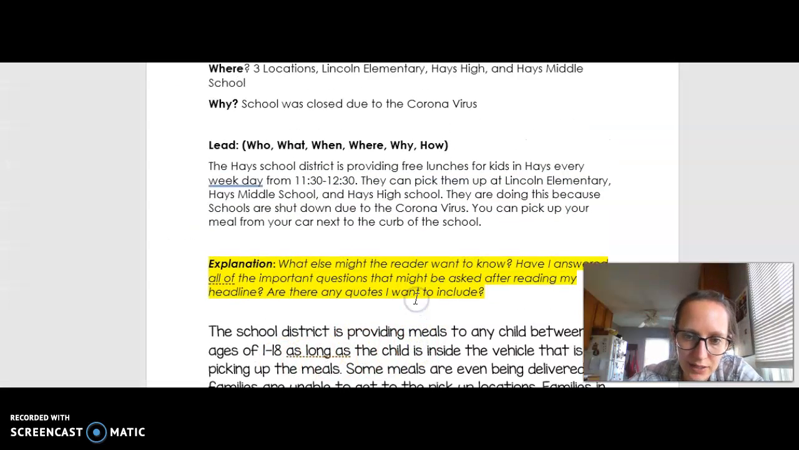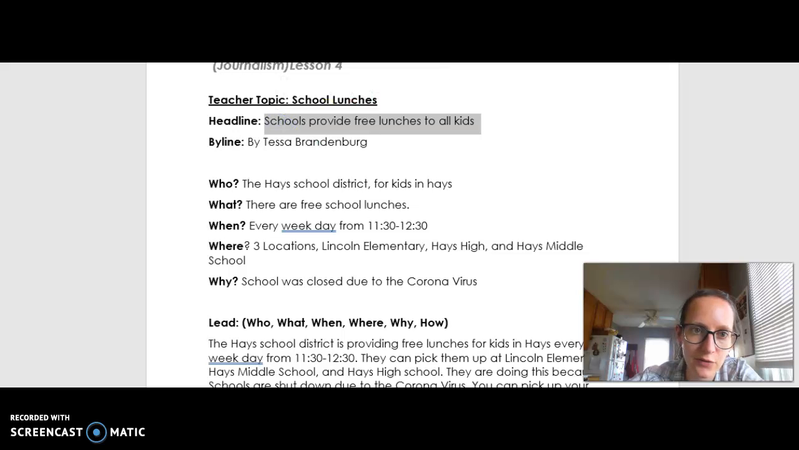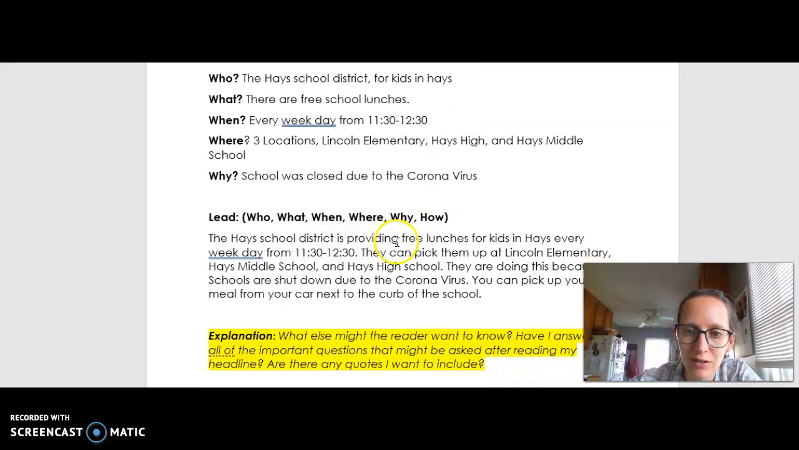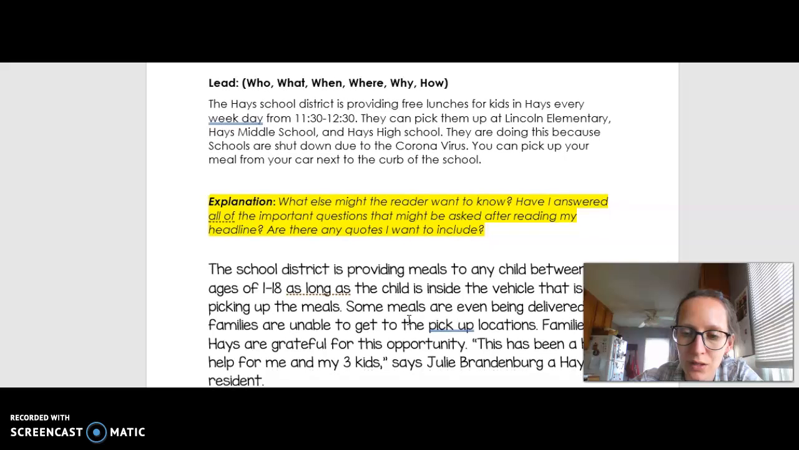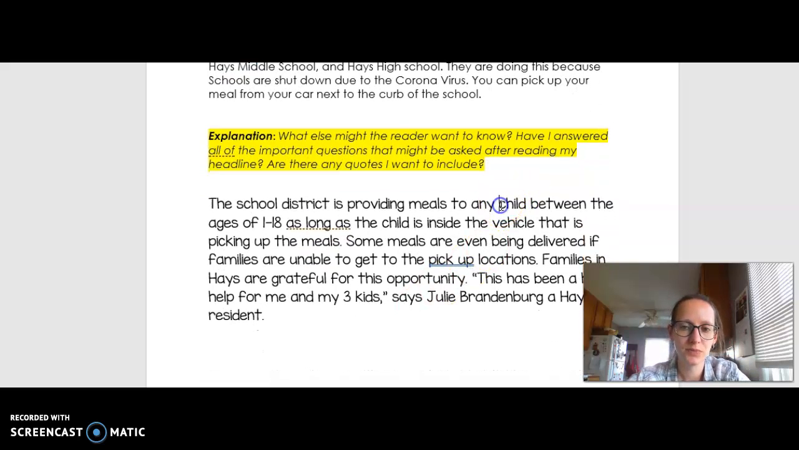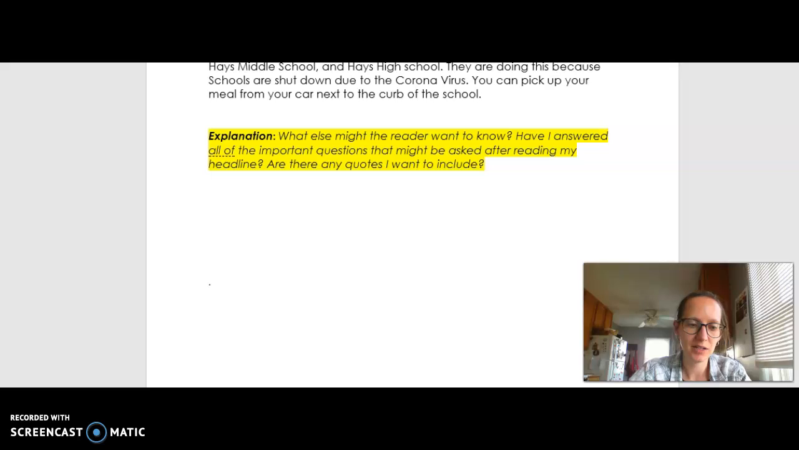So I went ahead and typed up an example, but let's go through it together. It says, what else might the reader want to know? So my headline is "Schools provide free lunches to all kids." After reading that, someone might wonder, well, where are they going to be at? Who's it for, right? We answered a lot of these things already. So I already answered where, I answered who's going to be there, but I didn't say what the ages of kids were. I didn't tell anybody what the ages were of students who could come and get free meals.